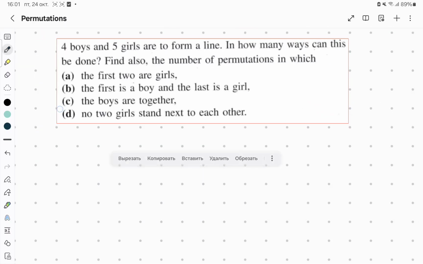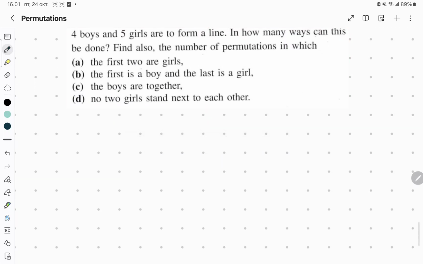And what's given? Let's consider. 4 boys and 5 girls form a line. In how many ways can this be done? So we have 4 boys and 5 girls. Yeah, the number of girls is 5. Okay, the question is how many ways this can be done. They're sitting in a line, so it means that the total number of seats is 9. Yeah, n is equal to 9.